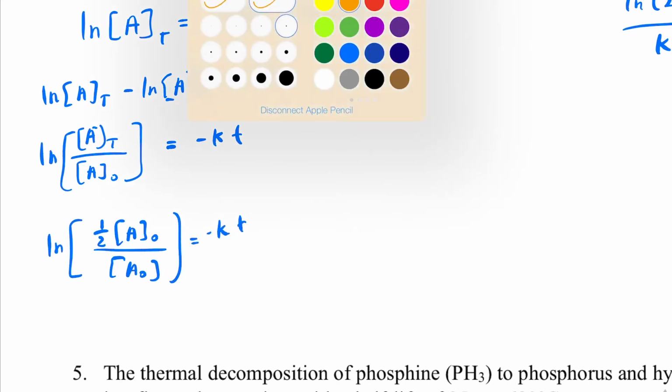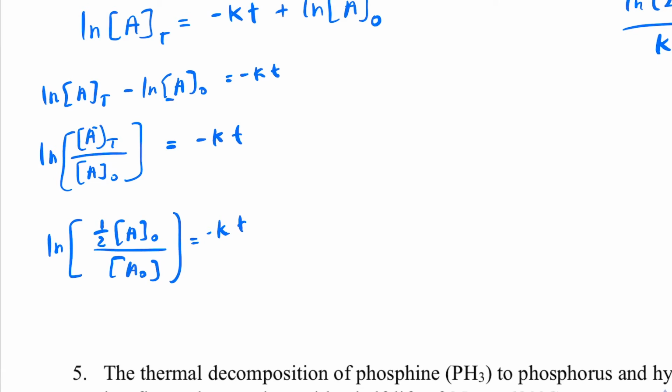But notice in my division right here, these both will cancel. So what I'm left with is just the natural log of 1 over 2. So then let's fix that. Let me give myself some space. So then I have the natural log of 1 over 2 equals negative kt.